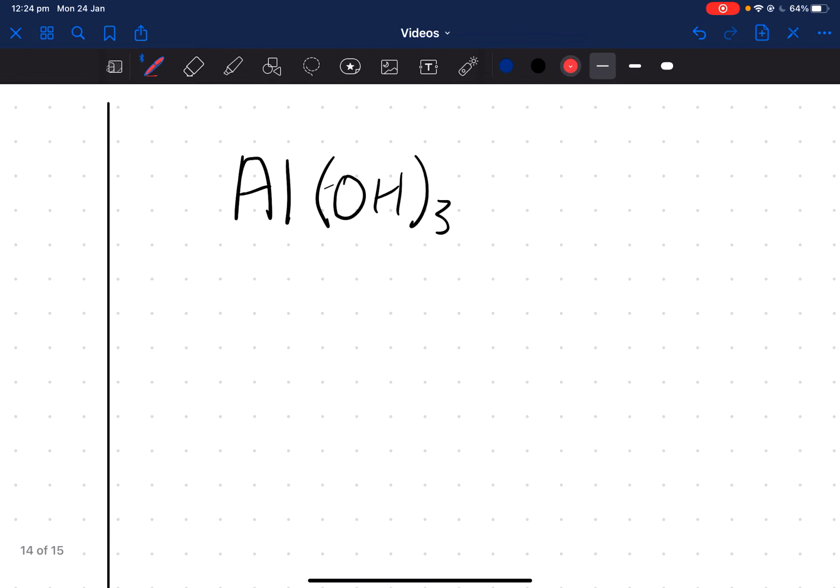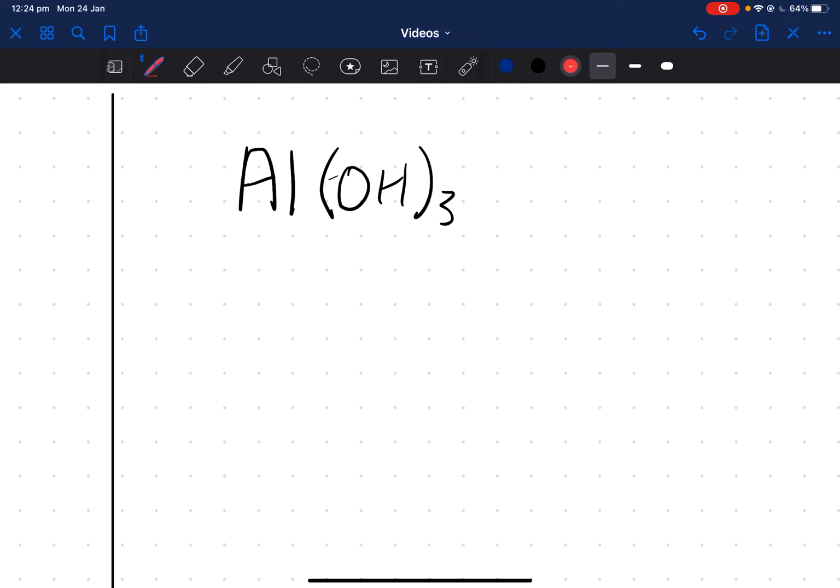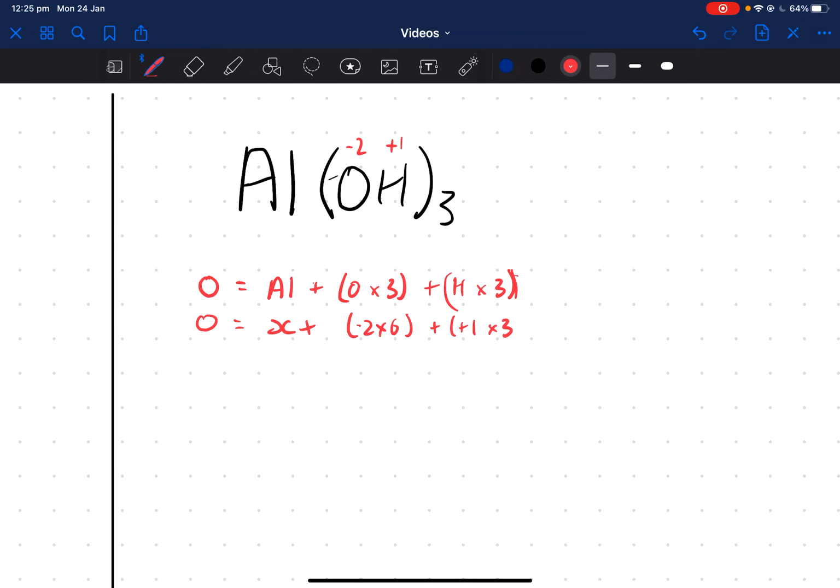So AlOH3. Again, give this a go before you watch this section. So pause the video, give it a go. Hydrogen's always +1, oxygen's always -2. There is no charge and we don't know what aluminium is. So let's just get started. 0 equals aluminium plus O times 3 plus H times 3. Substitute in our values: x plus -2 times 3 plus positive 1 times 3.